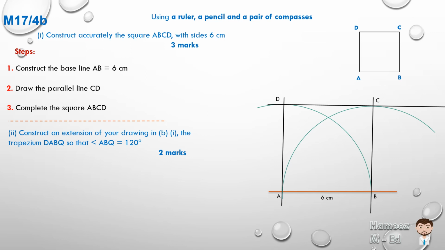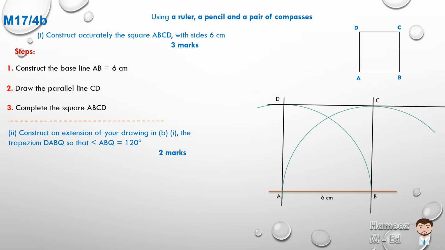So let's go back to our sketch. We already have a square, and we're saying we're using DABQ. DAB is already in the square, and we want to add a point Q so that the angle ABQ, which means if we're moving from A to B and then B to Q, the angle at B will be not 90 degrees but 120 degrees.